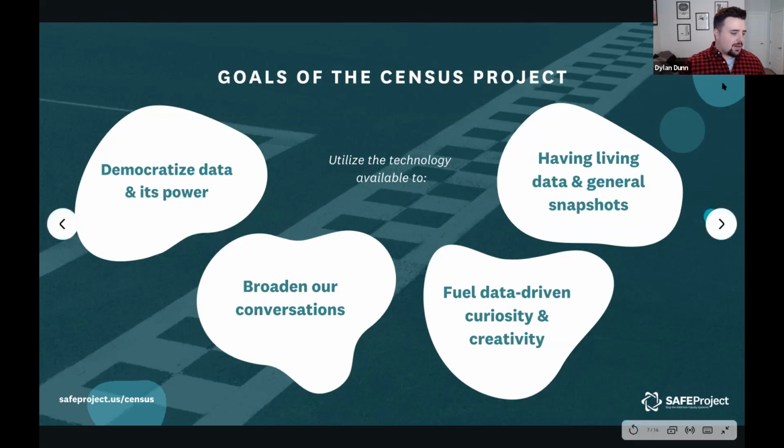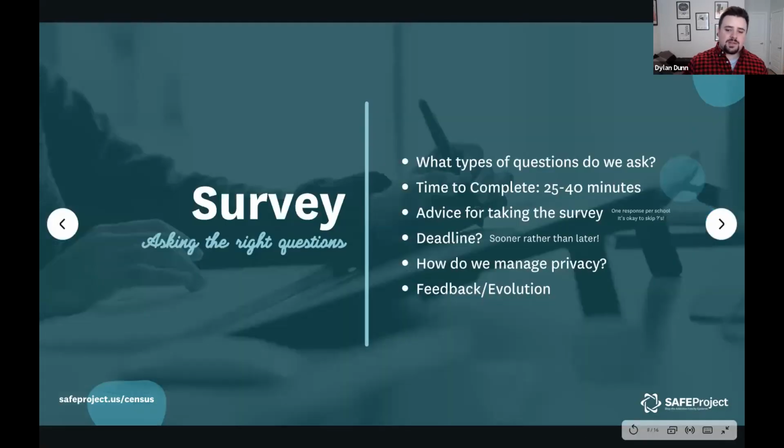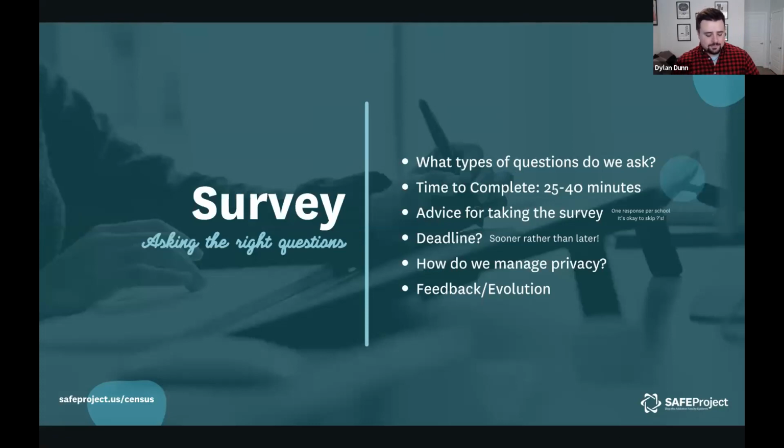Because at this point, I'm going to quickly go over what the survey is, what it does, and the nitty-gritty of it. So again, the first part of the census project is the survey itself. It is where we ask you the questions, where we ask you to upfront give each other really, to buy in with your own data, the data of your university. We're asking questions like, what do you offer? What exists on your campus? What do students benefit from?